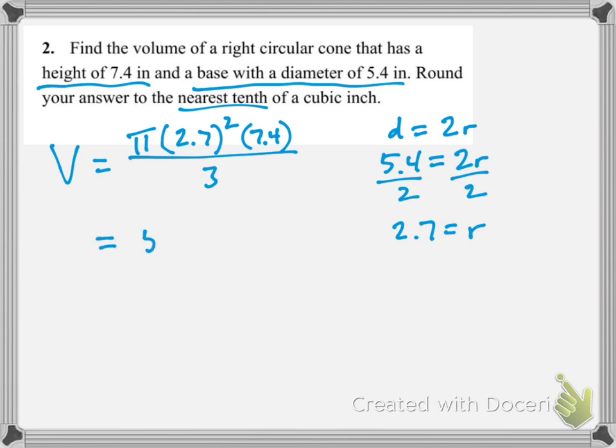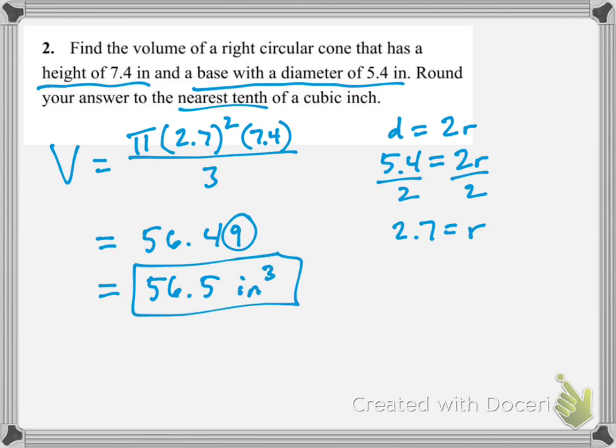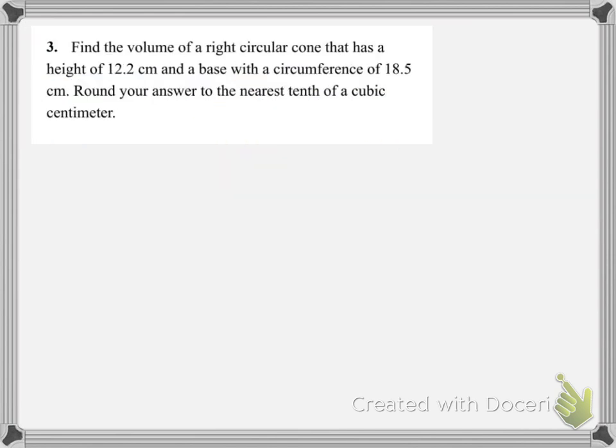So I get 56.49. The 9 rounds 4 to 5 inches cubed. All right, so just be careful. Pay close attention. Now, it says find the volume of the cone. So we're okay there. But here's the thing. Here's your height.